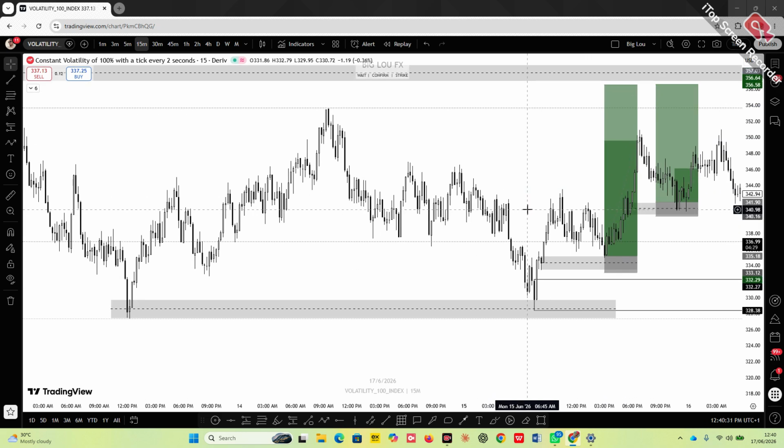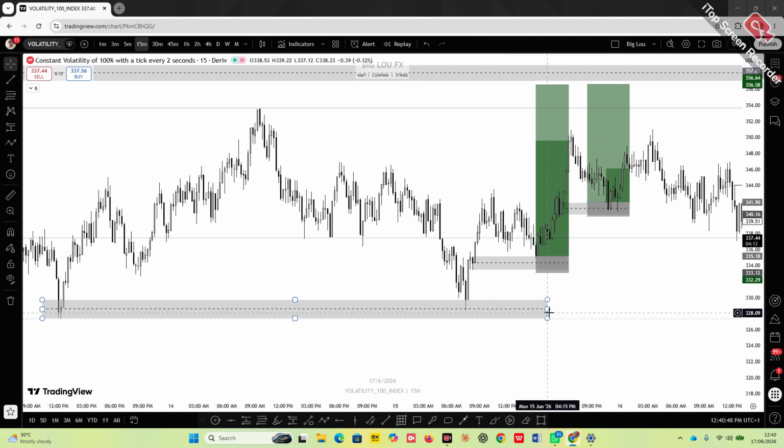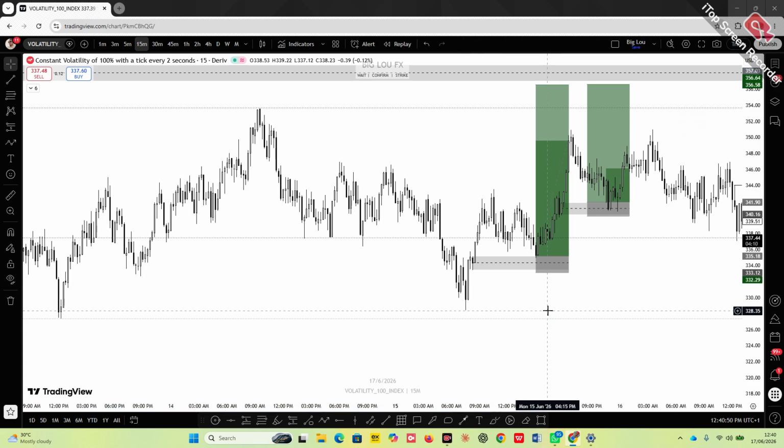When I saw this, immediately I marked out this zone, the extreme demand. Then I marked out this one, the demand that broke structure. When you're trading and you have two zones at the same place, there are techniques to picking a valid zone.